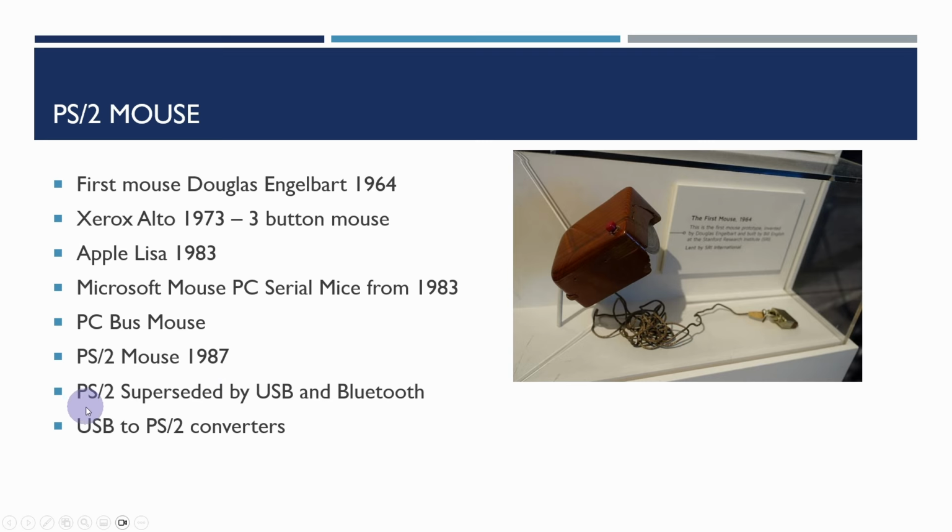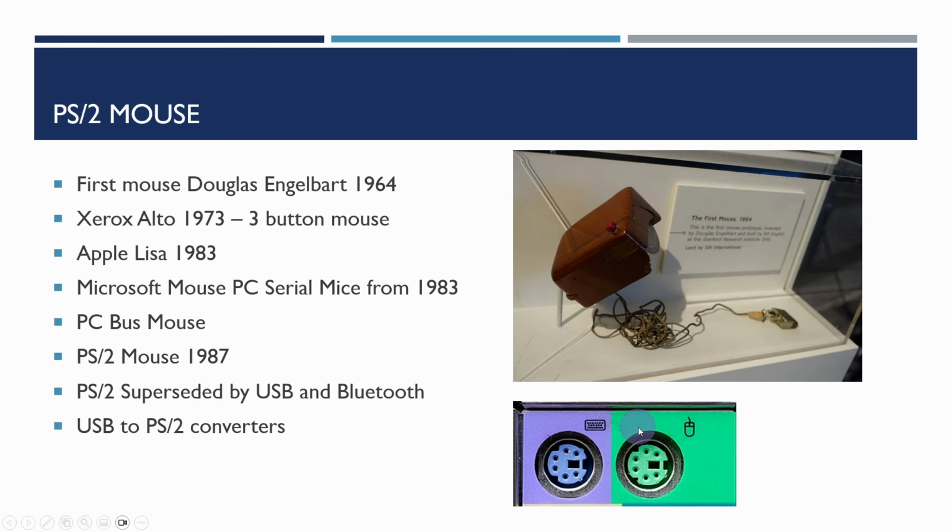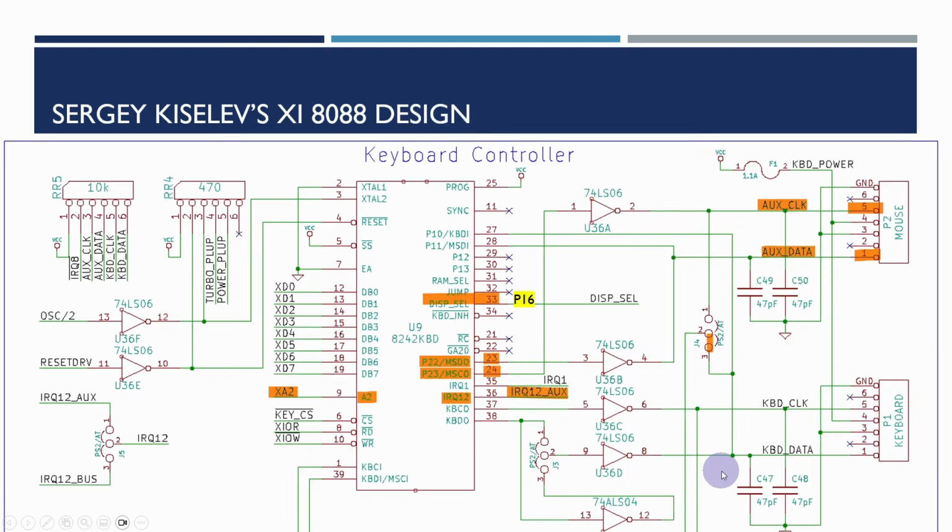Now, PS2 has been superseded by USB and Bluetooth since then, but you will perhaps be familiar with older PCs that had the green and the sort of purple PS2 ports for the keyboard and for the mouse, and you can also get USB to PS2 converters. So with an appropriate converter like this, you can plug in a USB keyboard and it will still work with a PS2 port.